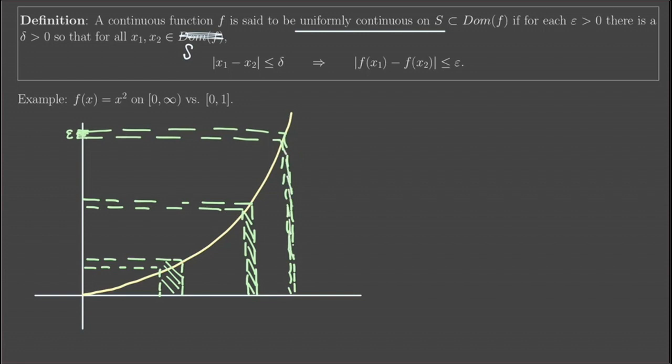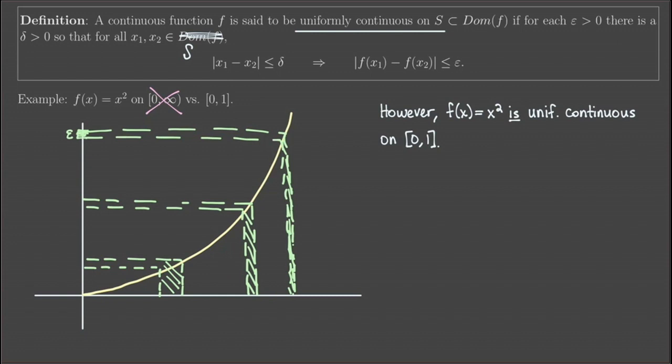So what we're illustrating is that you can't pick one delta which will work across the entire x-axis, because as you slide to the right, your delta is going to get increasingly small. It's going to get smaller and smaller. So this function is not uniformly continuous on the entire domain from 0 to infinity. However, we can prove that it's uniformly continuous on 0 to 1.